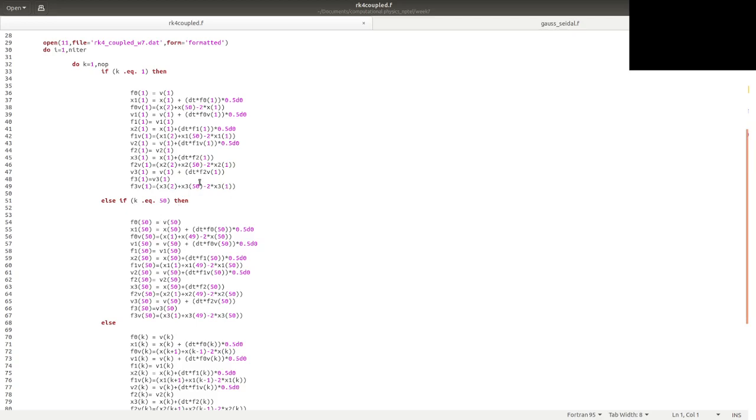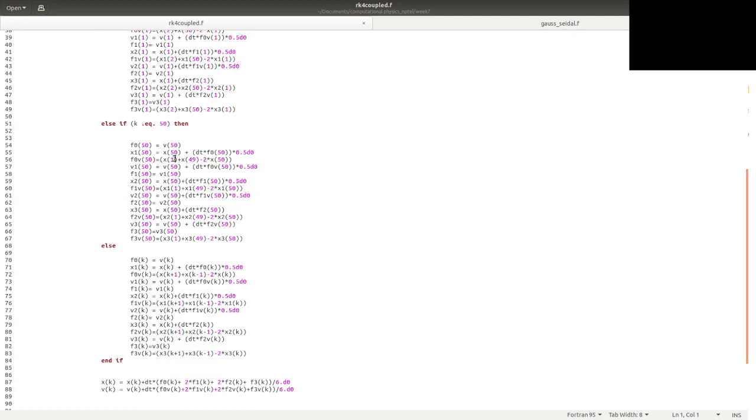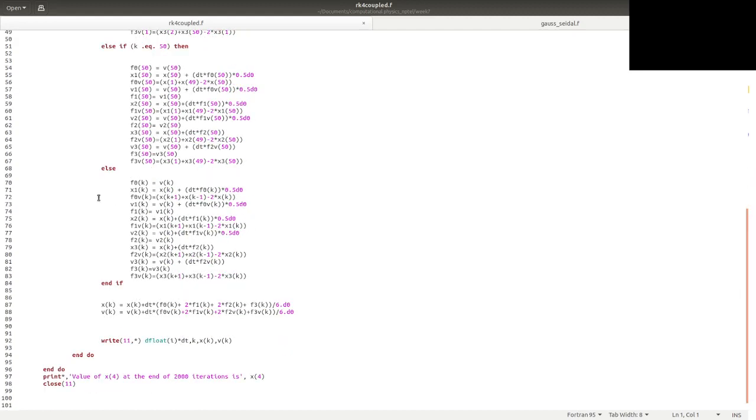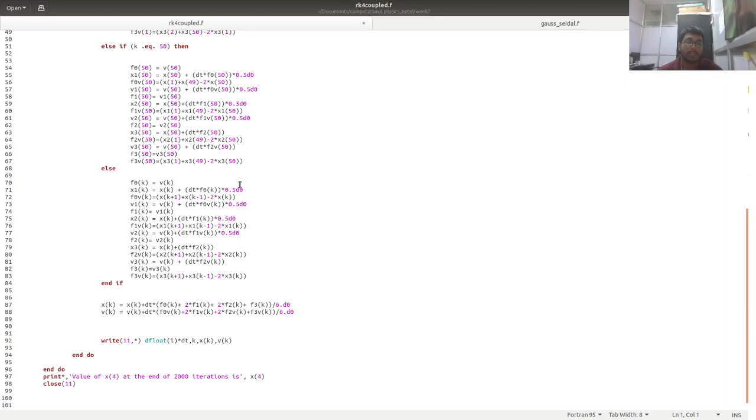And when we are considering the equation of motion for the 50th particle, we have to consider the 49th and 1st particle as the nearest neighbors for the 50th particle, and we have to calculate all these things as the RK4 method suggests. And if k is not equal to 1 and 50, then we have those particles from 2 to 49. For those cases we can calculate this way, because the RK4 method suggests.